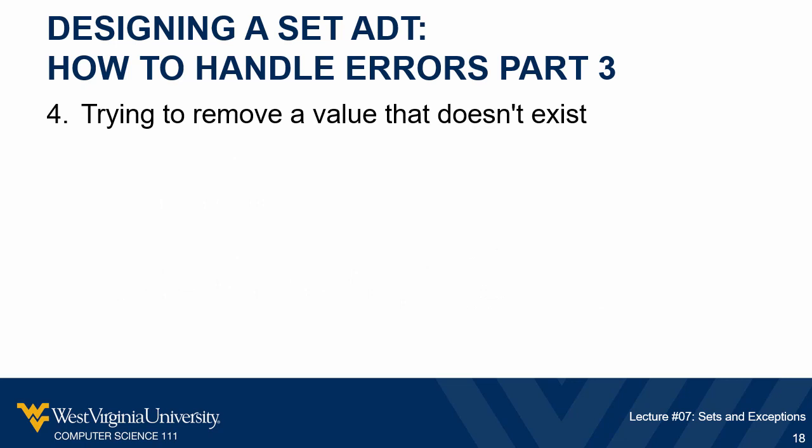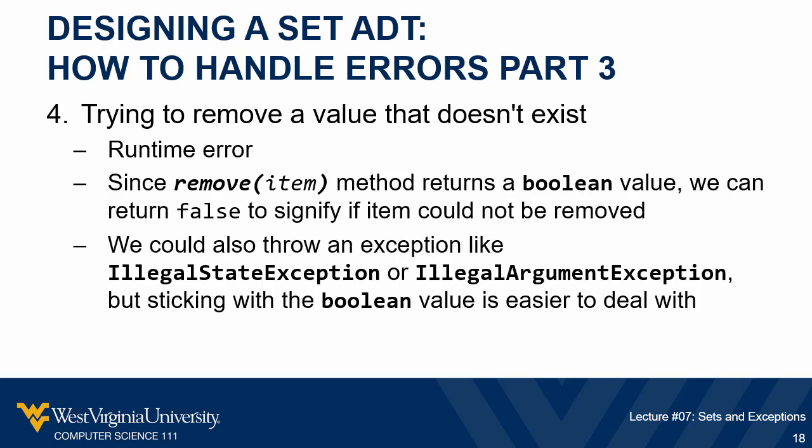Another case we could encounter is if we're trying to remove a value that doesn't exist. This would be if I call remove and pass it an item that just isn't there in my set. This would also be a runtime error because it's something that we're not going to be able to detect at compile time. It's going to depend on what is actually in the set when our program runs. And like with our add example, we could handle this using a Boolean return value or by throwing an exception.